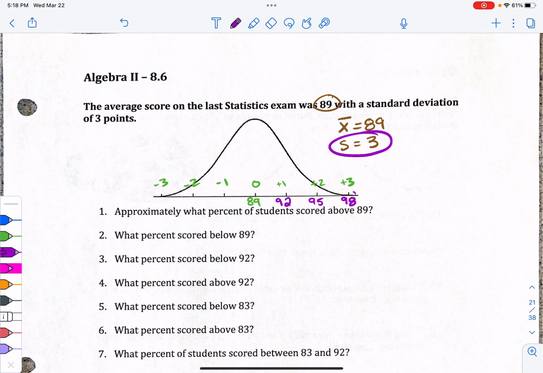So if I'm looking at 98 exactly, like I scored a 98 on the test, that means my z-score was 3, okay? Down below, if I subtract, this would be 86, this will be 83, and this will be 80 exactly. Okay, so you're just adding and subtracting your standard deviation. Again, those are the z-scores. So if I have an 83 on the test, then I scored a -2 as my z-score.